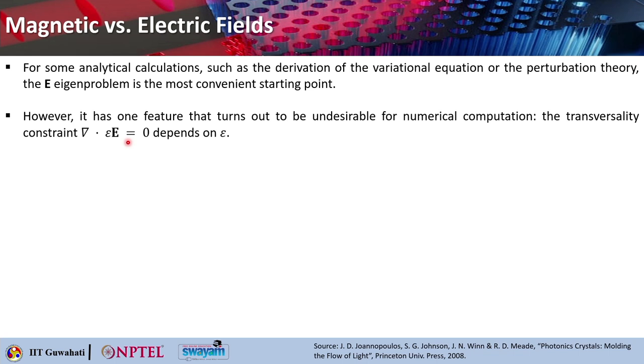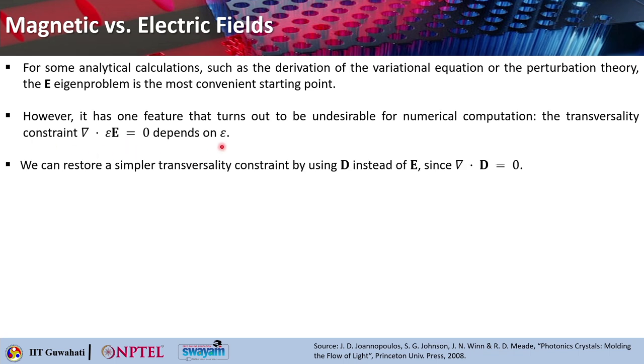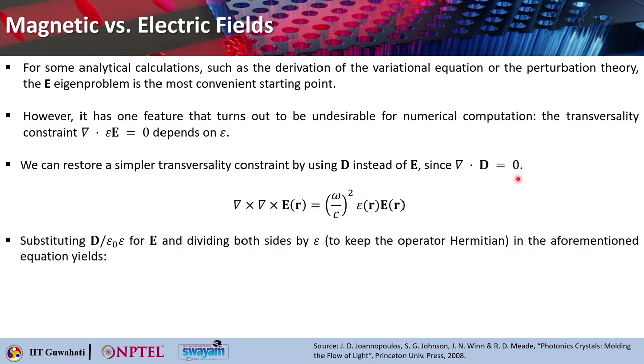You see this transversality constraint depends on epsilon. We can restore a simpler transversality constraint by using D instead of E. It looks like del dot D equals 0. That means you have to deal with the displacement field instead of the electric field. In this equation, you substitute D over epsilon naught epsilon for E, and then you divide both sides by epsilon to keep the operator Hermitian, and the above equation will yield this.